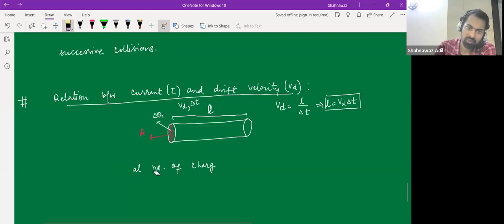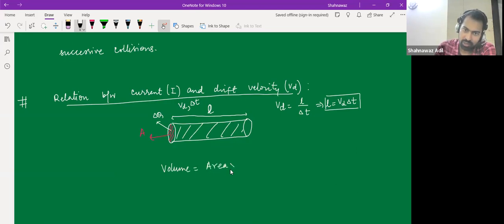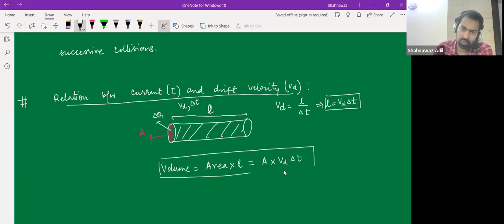But before that, first let us calculate the volume. What is this total volume? This is area into this length, right? Correct, guys. So this would be A times Vd delta t. Okay, and then we have the number density.